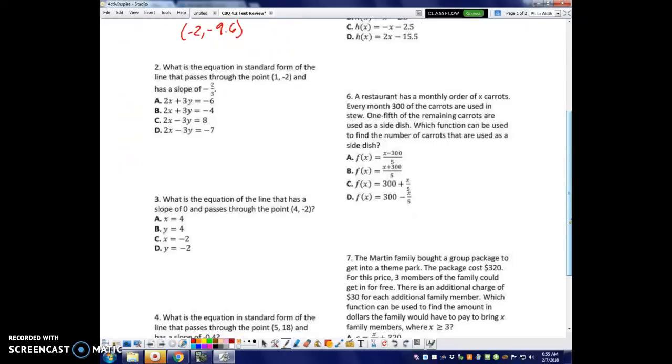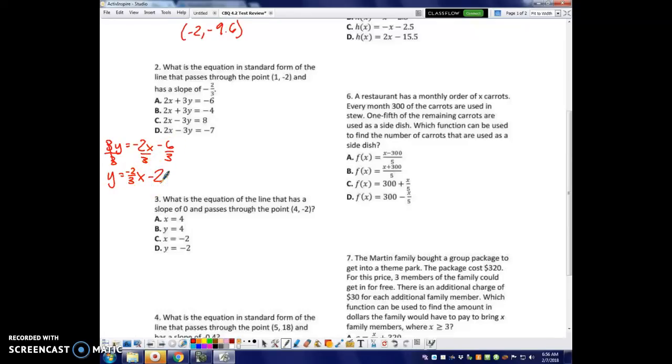Okay, number 2. What is the equation in standard form of a line that passes through the point (1, -2) and has a slope of negative 2/3? So you need to change them all into y equals. Okay, that's the way you got to do this. It's the easiest way. So we move this x over. So we have 3y equals, when you move the positive 2x over here, it becomes negative 2x minus 6. Divide by 3. Remember, move the x, divide by y. So y equals, negative 2 divided by 3 is negative 2 over 3, x. Negative 6 divided by 3 is negative 2.